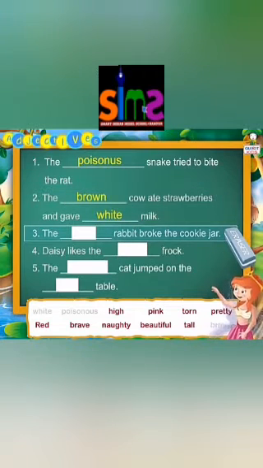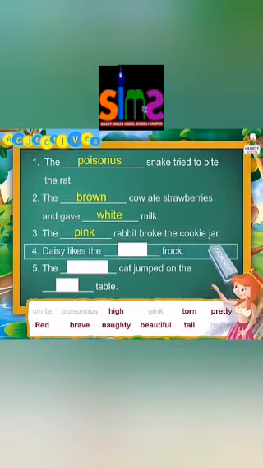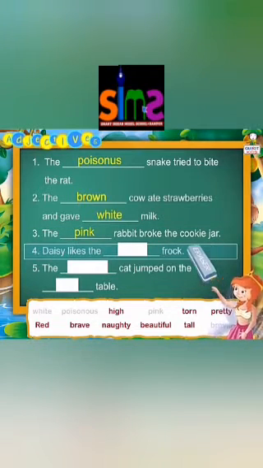The dash rabbit broke the cookie jar. Pink. The pink rabbit broke the cookie jar. Pink is an adjective. Daisy likes the dash frock.